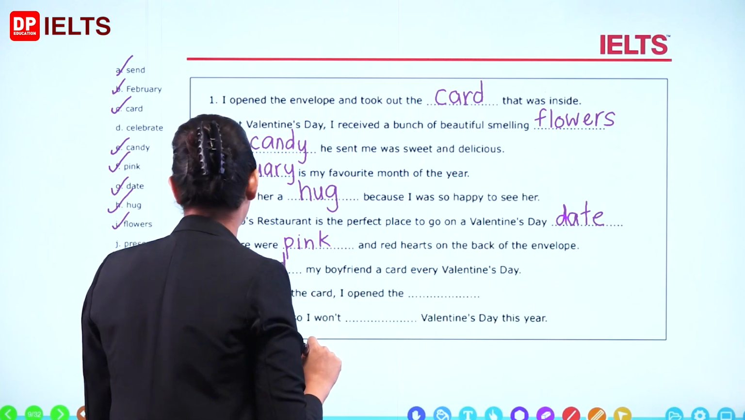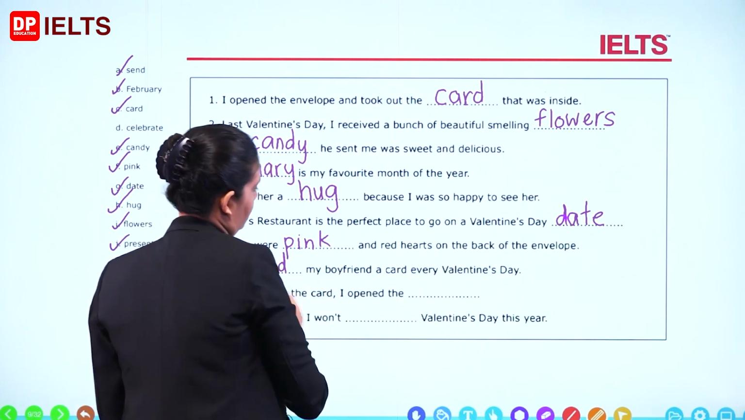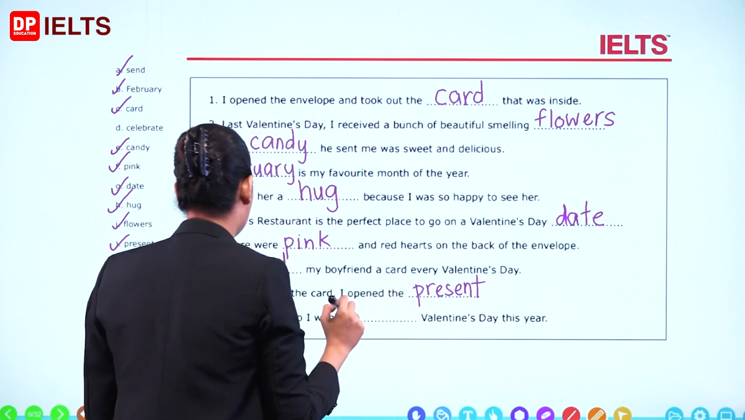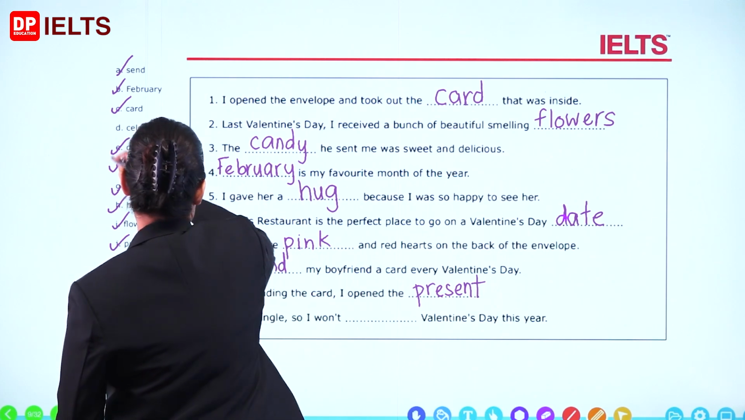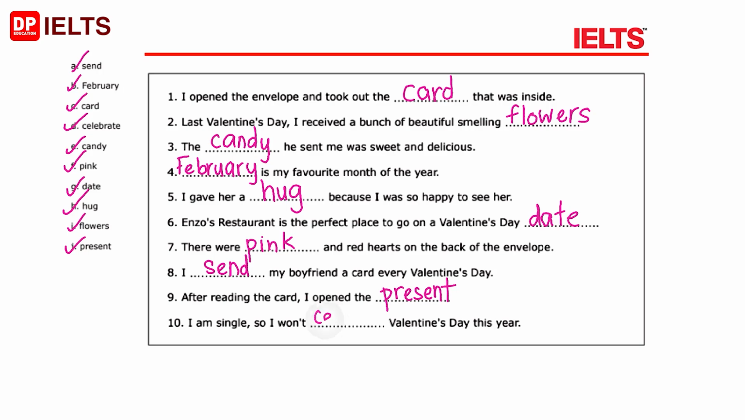After reading the card, I opened the present. Card එක කියවලා ඉවර වෙලා මං tag ඇරියා. I am single, so I won't celebrate Valentine's Day this year. මේ අවුරුද්දේ මං තනිකඩයි ඒ හින්දා Valentine's Day සමරන්නේ නැහැ.